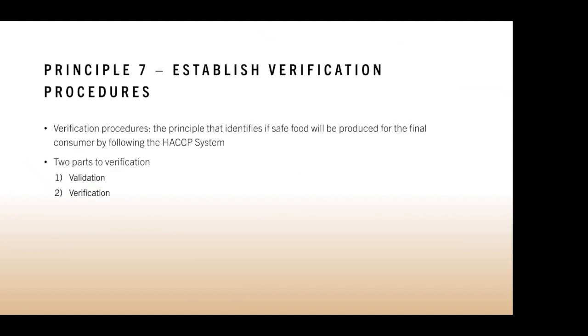Finally, we're moving on to Principle 7, which is establishing verification procedures. Verification procedures are steps that review and identify if the process will ultimately produce safe food for the final consumer. It can be confusing, but there are 2 parts to Principle 7, verification procedures. The first of these 2 parts is validation, and then the second is verification. We will talk about both in detail in the following slides.